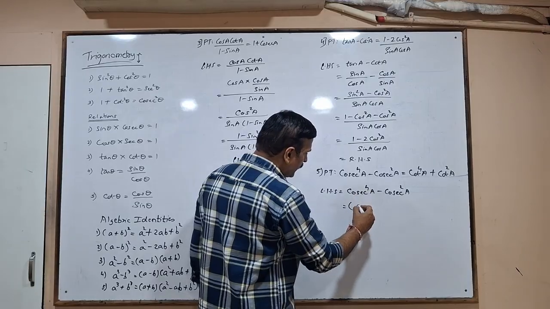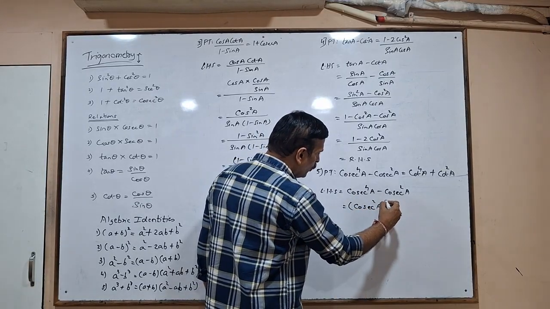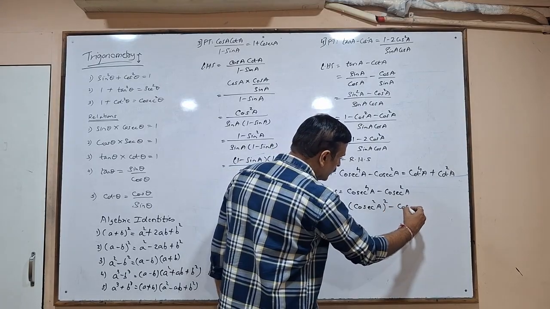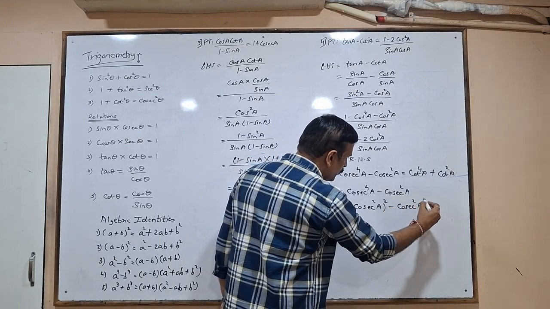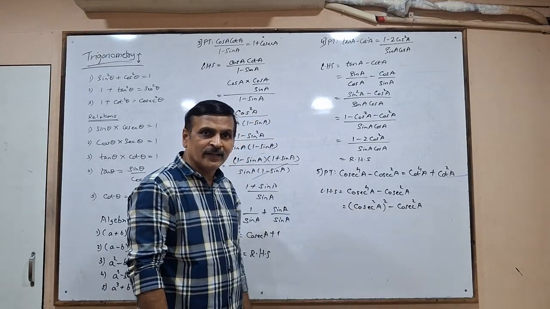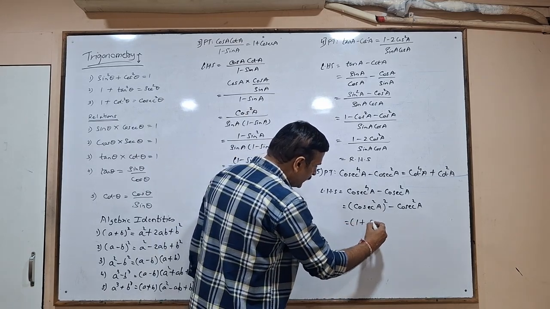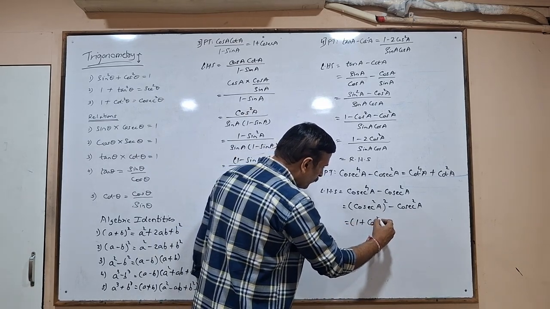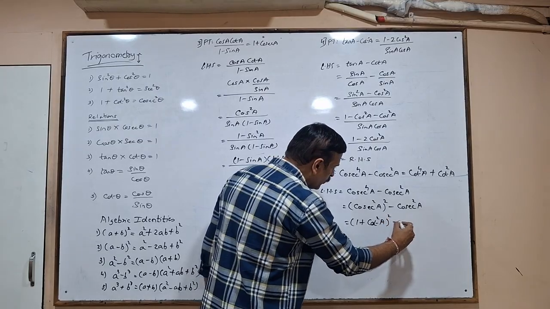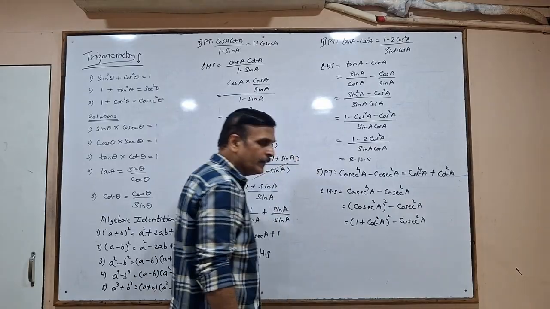For that, I'll write this term as cosec square A, the whole square, and this as it is. No change in the cosec square A term. Now once I have got cosec square A, I can write it in terms of cot square. The identity: 1 plus cot square A, the whole square, minus cosec square.